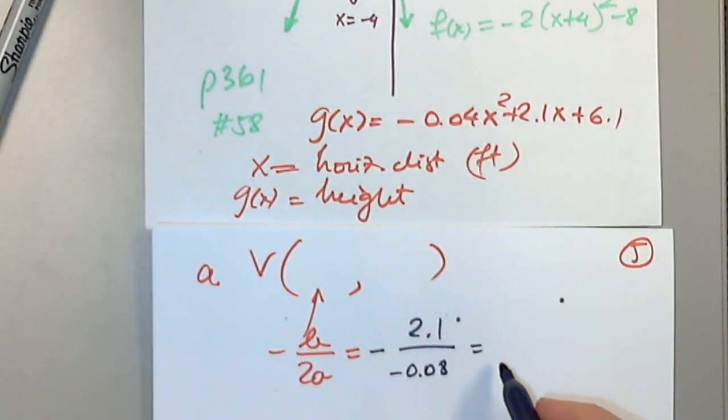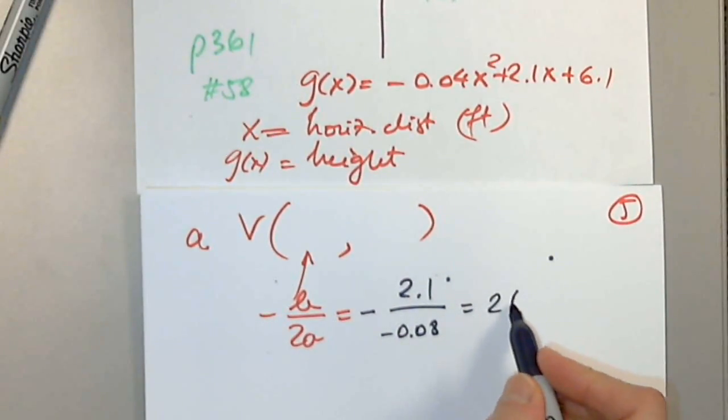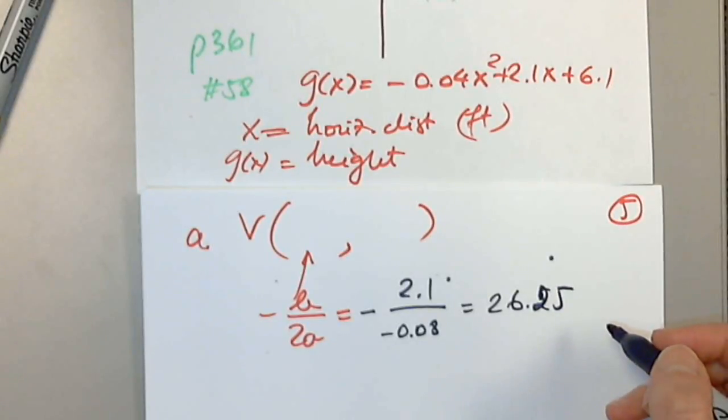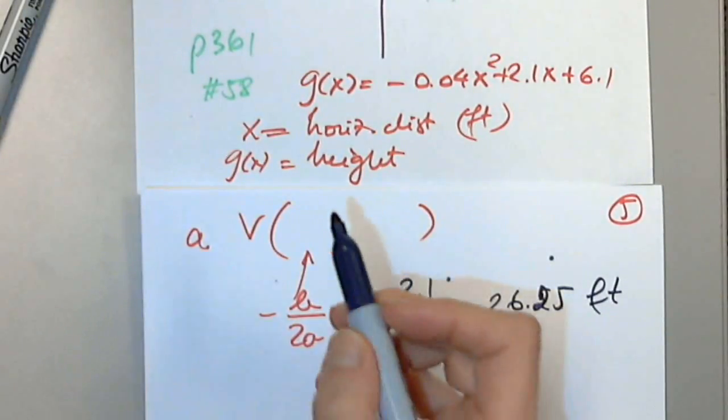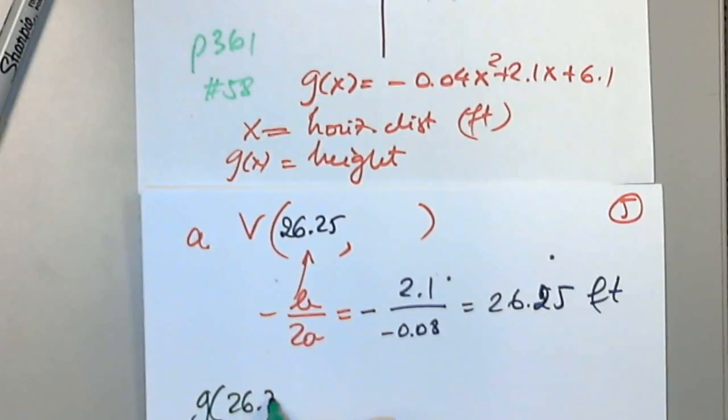So what is this number, first of all? 26.25. Measurement unit? Feet. Very good. Awesome. So this is indeed 26.25 feet. How do I determine the maximum height now? Exactly. Awesome. Yes. So g of 26.25. So let's do that.